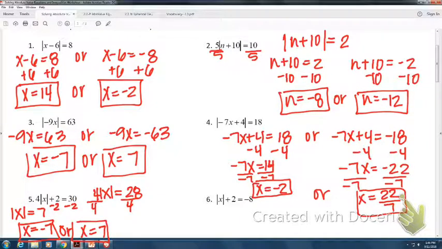Are we good so far? What if it was negative 30 though? We're about to get there. Next one. Okay, number 6. Absolute value of x plus 2 equals negative 8. What do I do? Subtract 2. Negative 10. So absolute value of x equals negative 10.